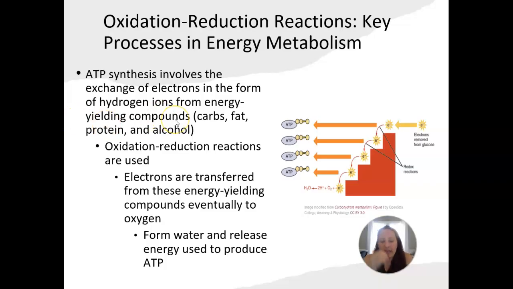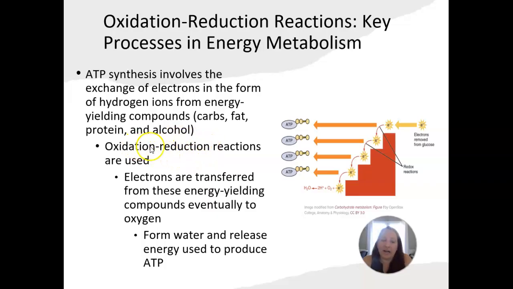When I talk about breaking bonds, really what's happening is electrons are being pulled off of glucose in a stepwise fashion. So we say that glucose is oxidized. It's going to lose electrons along the way. Glucose or fats, whatever the energy-yielding compound is that we're talking about, it's going to lose electrons and become oxidized in this series of steps. As the energy-yielding compound is oxidized, something else is going to be reduced, and we'll talk about what that is in just a minute.